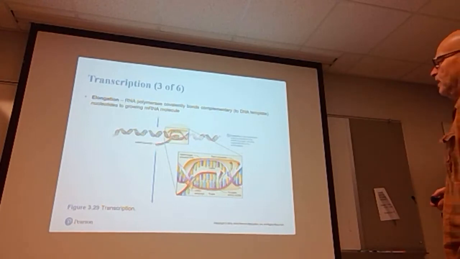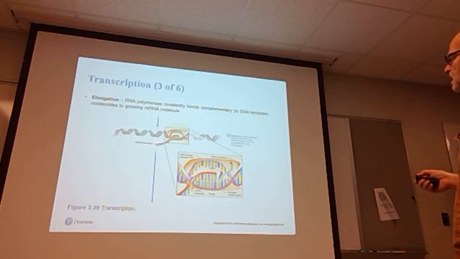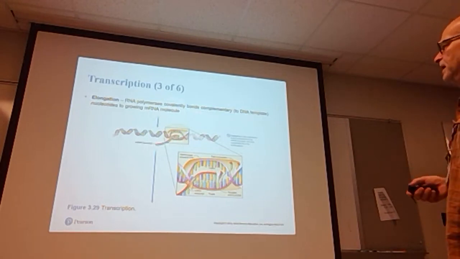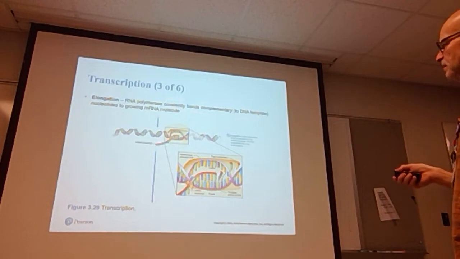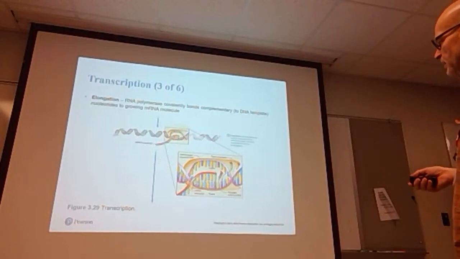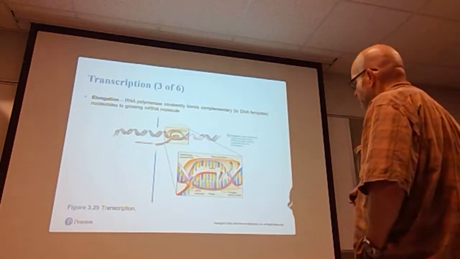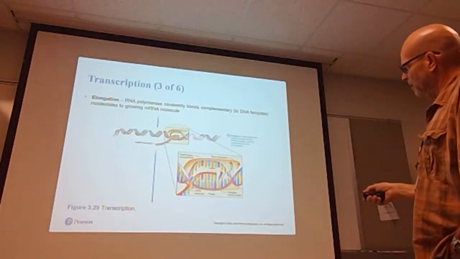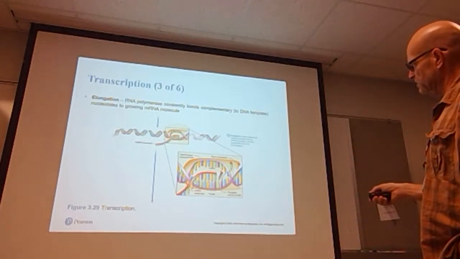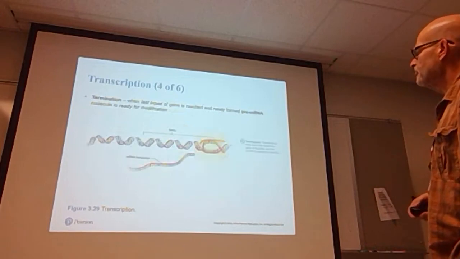Elongation is where the RNA polymerase covalently bonds complementary nucleotides to the growing chain of messenger RNA. So if there's an A here, there's a U here. If there's a C here, there's a G there. If there's a T there, there's an A there. Puts the complementary bases onto the chain. And here you see a blow up, so you can see those letters a little better.